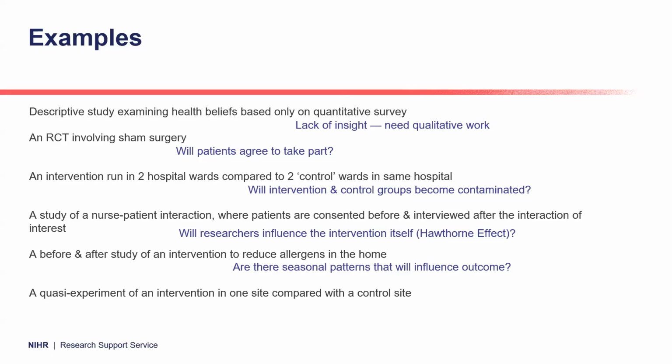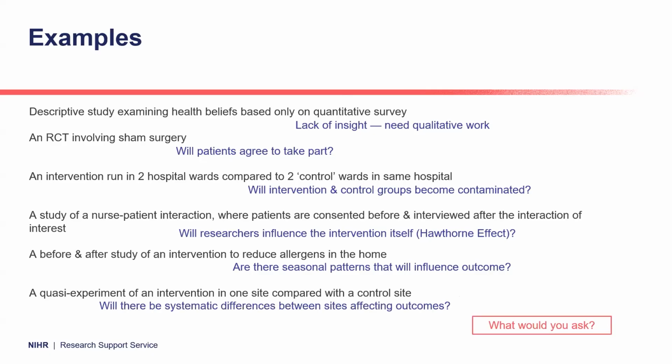And I've got one here, a quasi-experiment, basically a non-randomized experiment of an intervention in one site compared with a control site. I think the main thing that reviewers will think is, are there systematic differences between the sites affecting outcomes? And of course, you can get cross-sectional differences, but you can also get longitudinal changes as well. So, a hospital might implement a policy, say you were trying to evaluate the impact of an intervention on pressure sore prevalence on wards.